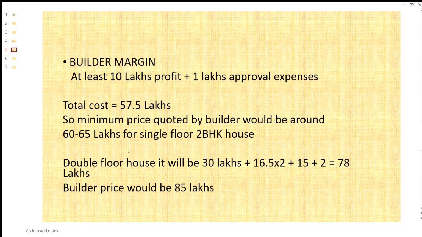If you take the same case of a double floor house with 150 square yards, the construction cost would be doubled. So which will be 16.5 into 2, and the profit of the builder also can be increased by 5 lakhs. So in total it will come to 78 lakhs. So the builder will generally try to quote around 85 lakhs for a double floor 2 BHK, with 2 BHK on each floor, for a 150 square yards house.